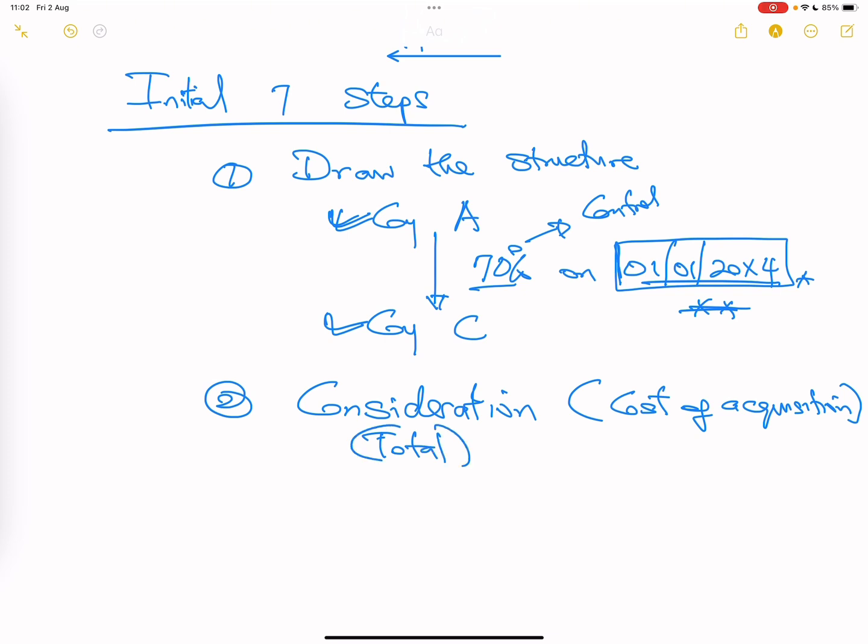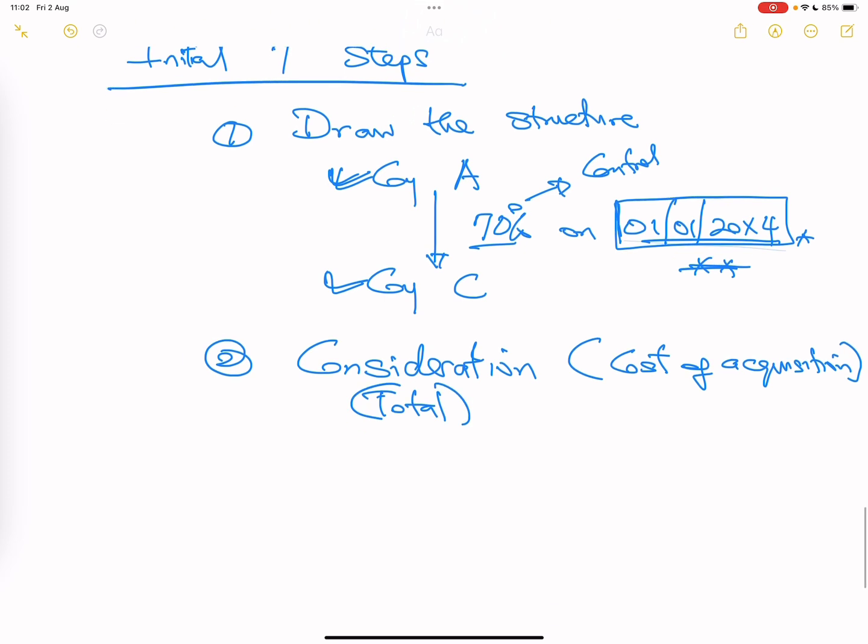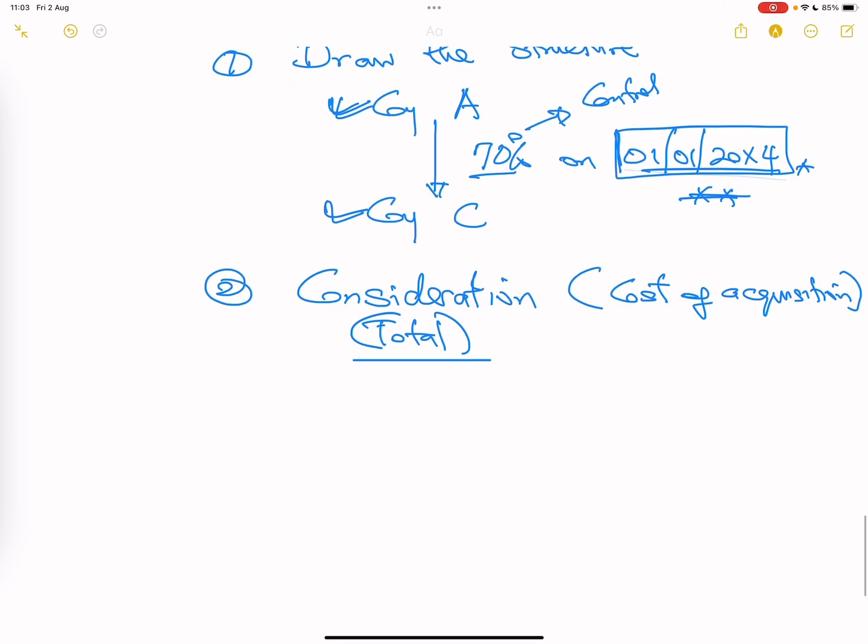Sometimes it is straightforward, sometimes it's not straightforward. By the time we start solving questions, we'll practice with these steps gradually and you'll see how it is. But you must be clear on consideration. How much did he pay? Whether it's cash, add all of them. Sometimes they will pay part in cash, part in shares, part in contingent asset. Add everything together. All the considerations must be added together. So, get that clear. Step 2.